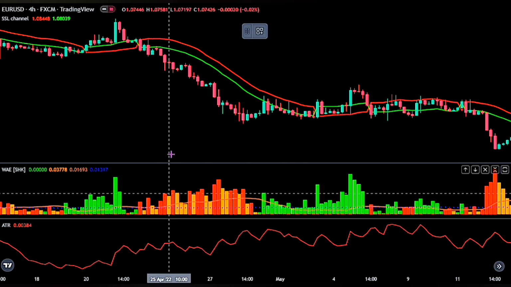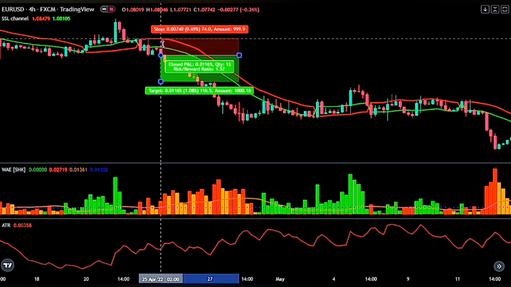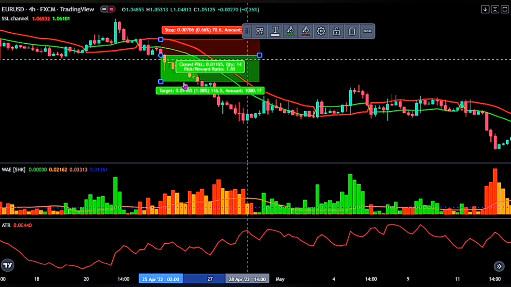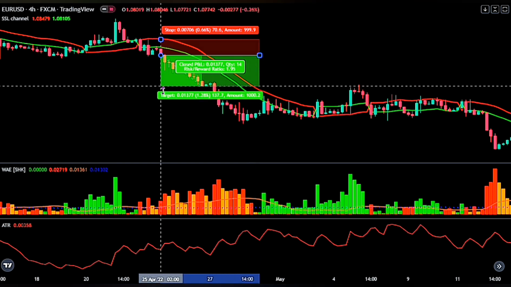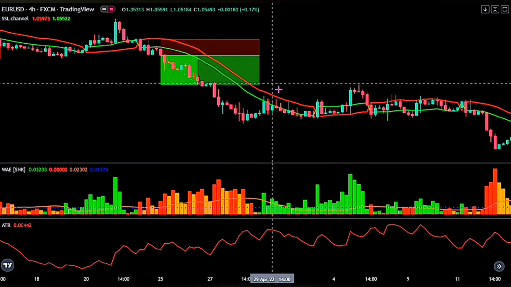Before we go ahead and place a sell stop order at the bottom of the trigger candlestick, our stop loss should be 1.5 times the ATR, and the take profit should be 1.7 times the risk. We see all conditions were met here. We will go ahead and place a sell order at this trigger candlestick.